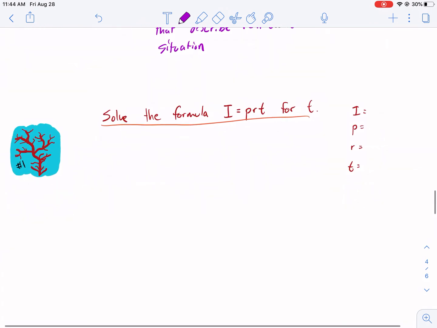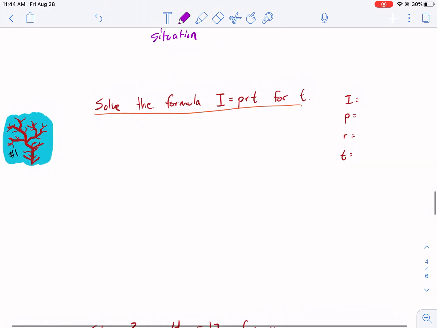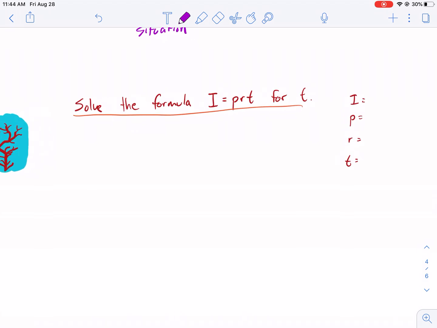Now here we're talking about solving the formula I equals PRT. This is an interest formula you can use as a mathematical model, and the crux of this example 1 is to get you to understand that you can rearrange variables around so you can get a different relationship described. So this particular one says solve the formula I equals PRT for T. So we're looking for T here.